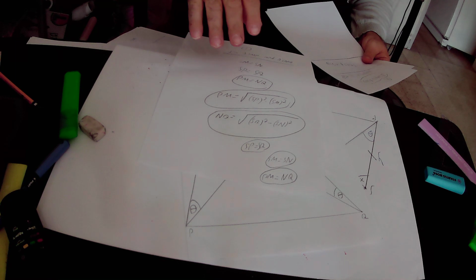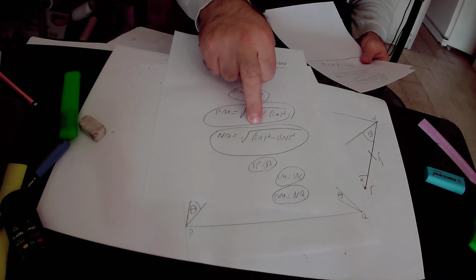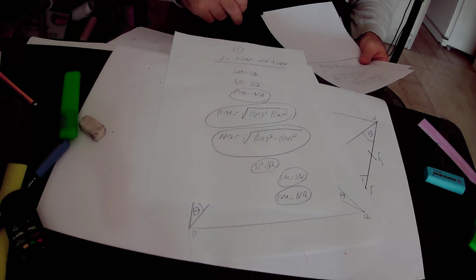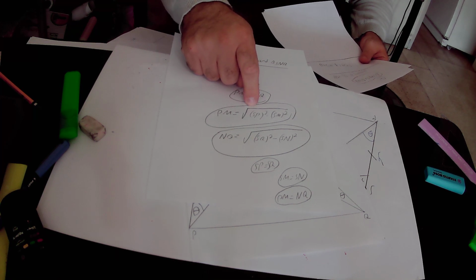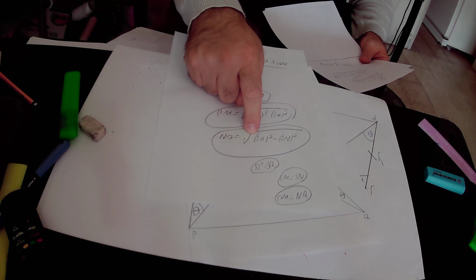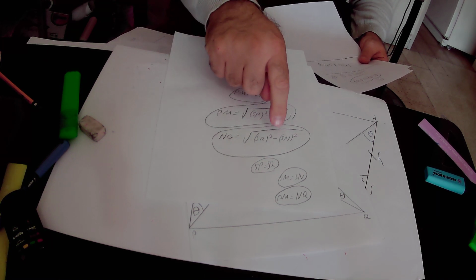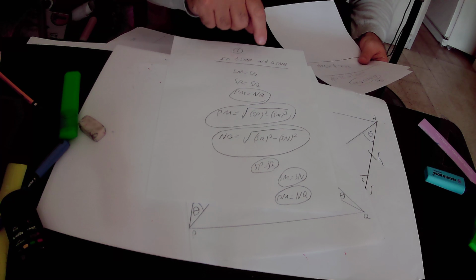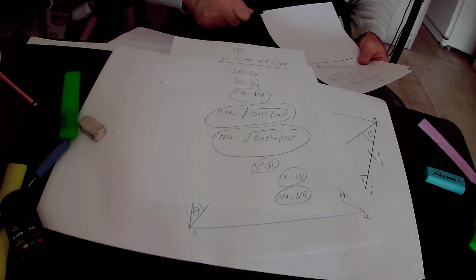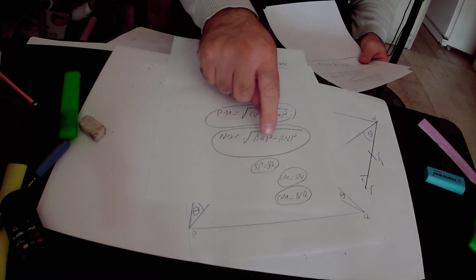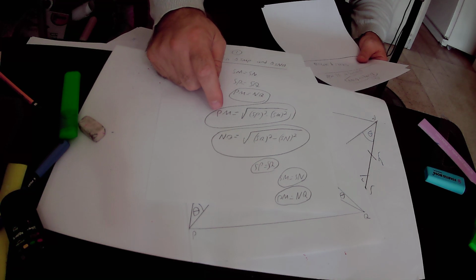The value of NQ, according to the Pythagoras theorem, equals the square root of SQ squared minus SN squared. Okay, but we know that SP equals SQ, and SM equals SN. So those two expressions are equal to each other. Therefore, PM equals NQ.